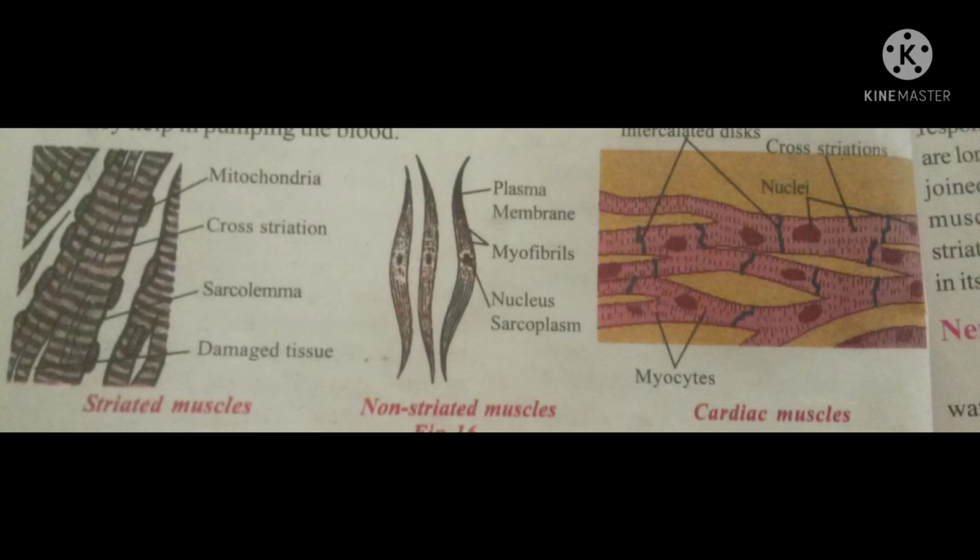The muscles present in the heart are responsible for pumping of blood. The cells are long, branched and have nuclei. Cells are joined to each other at their ends. All the muscle cells in the cardiac muscle have striations, though it resembles the striated muscle in its structure. It is an involuntary muscle.